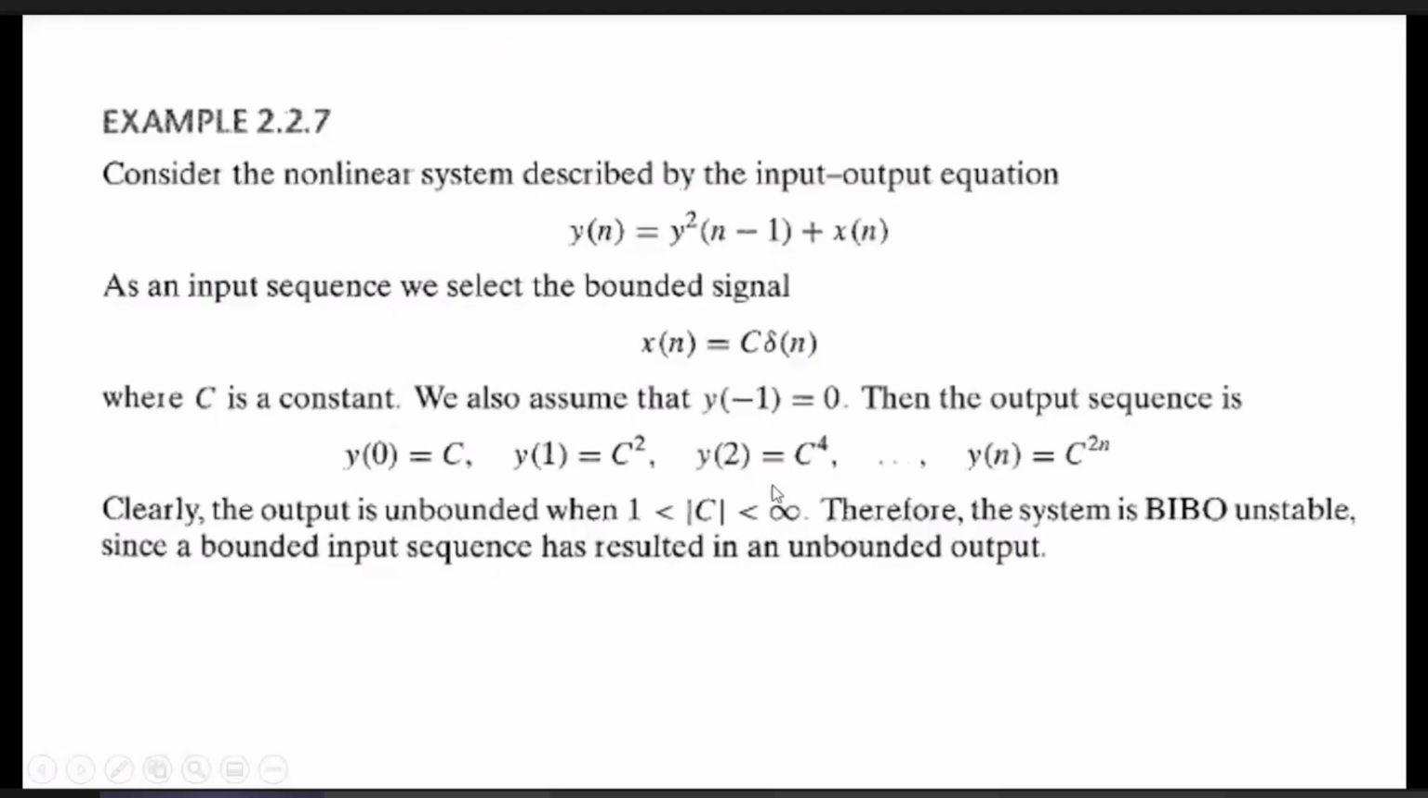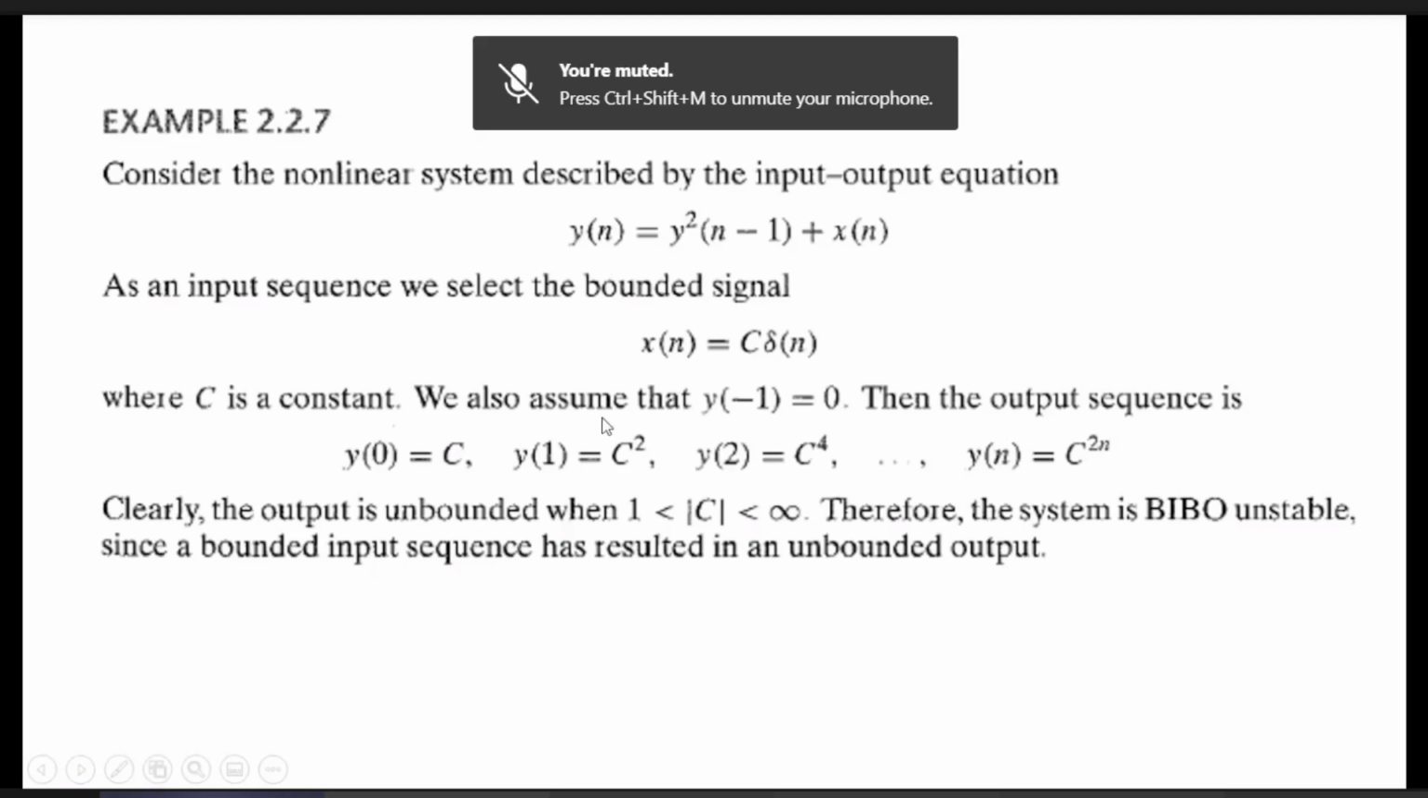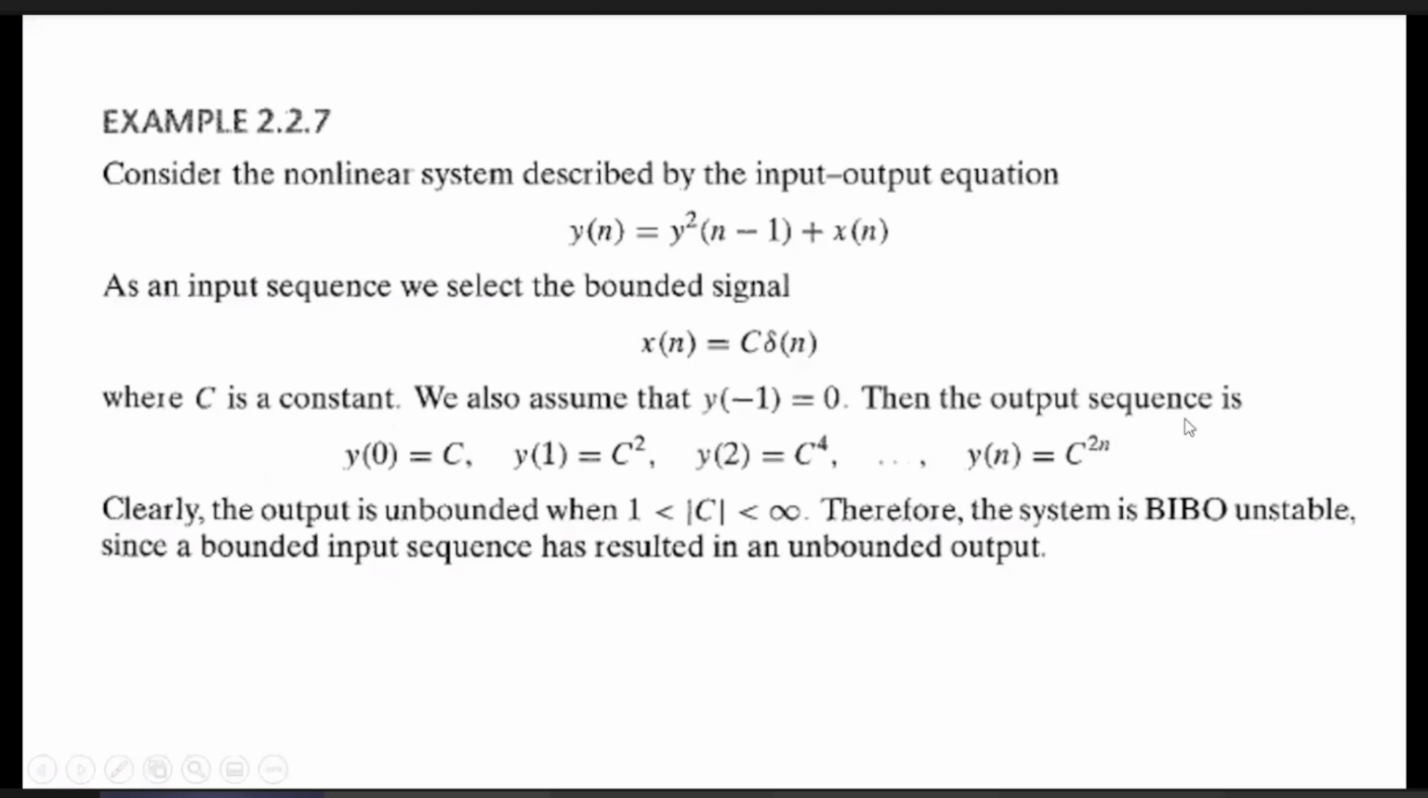Okay, so one example we have, say y of n is equal to y square of n minus 1 plus x of n. यहाँ पे कैलकुलेशन करके देखा गया कि इट इज नॉट स्टेबल सिस्टम, इट इज अनस्टेबल, BIBO अनस्टेबल सिस्टम। ये थोड़ा मैथमेटिक्स पढ़ लेना, उसका जो कैलकुलेशन है क्लियरली अंडरस्टैंड कर सकते हो इसको.